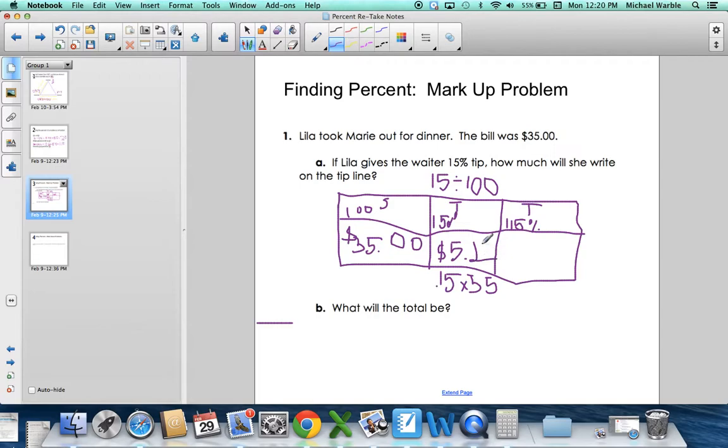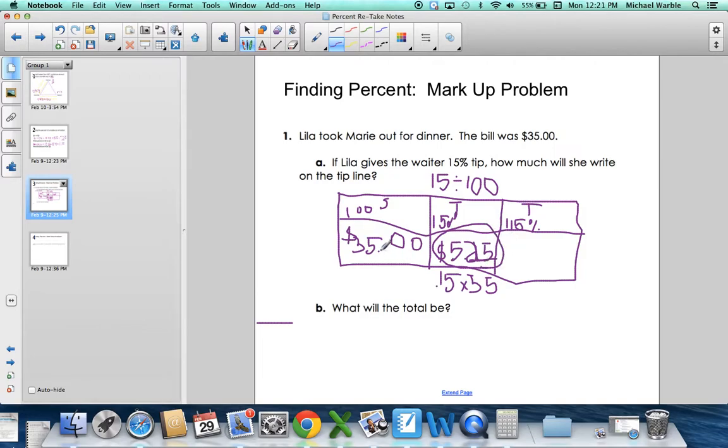And we're asking about the total now. So the question here is, what does she write on the tip line? So she writes $5.25 on the tip line. So this is answering part A of the question.